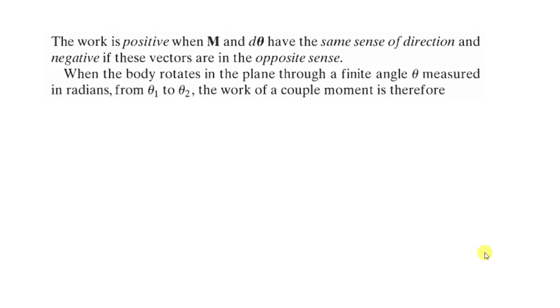So when the body rotates in the plane through a finite angle theta, measured in radians from theta 1 to theta 2, the work of a couple moment is therefore this. So when the body is rotating, meaning it's not stationary, through a finite angle theta, the work of a couple moment is just given by the integral of M d theta. You just integrate M d theta with respect to theta, of course, and then you put your limits from theta 1 to theta 2.